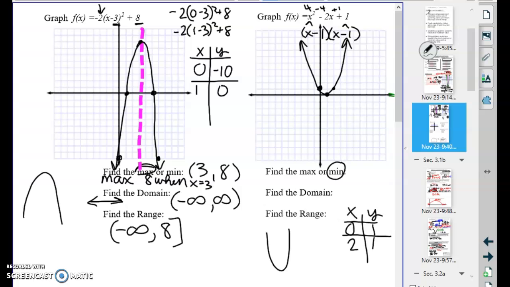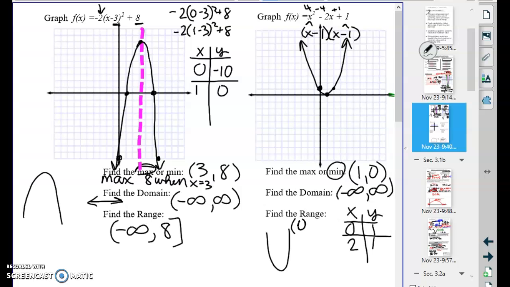In this case, I'm not going to graph 5 points because I know that it's opening up, and all it's really asking of me is to find the minimum, find the domain, find the range. So the minimum now we know is at over 1, up 0, so 1, 0. My domain is always negative infinity to positive infinity. And then my range, well, this time it starts at 0 and goes up forever.